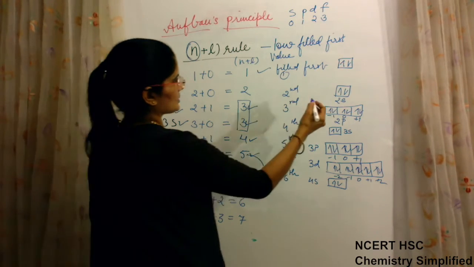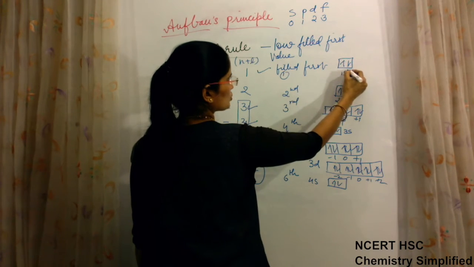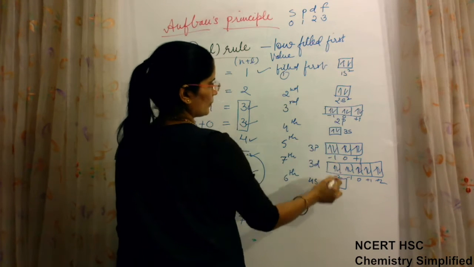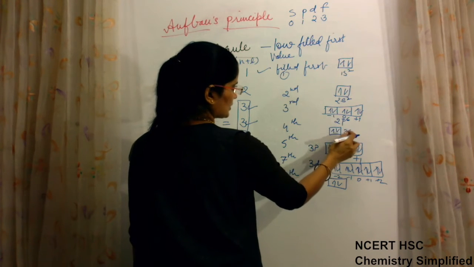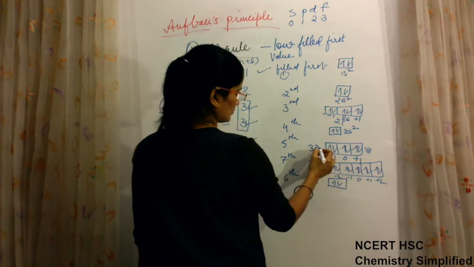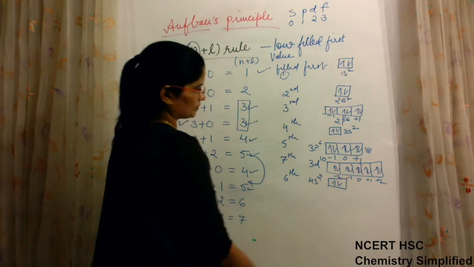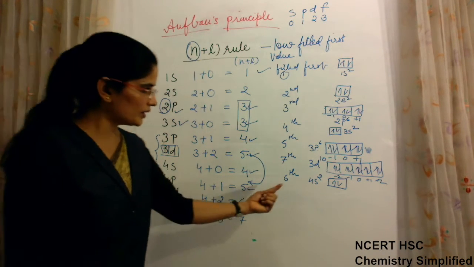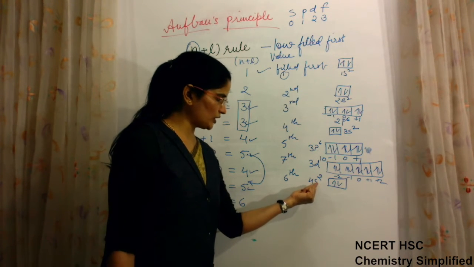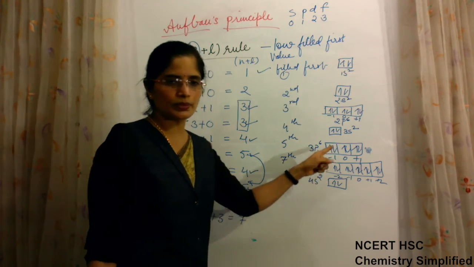So we write like this. This is 1s. 1s has how many electrons? 2. So 1s2. 2s has how many electrons? 2s2. 2p6. 3s2. Again 3p6. 3d10. 4s2. Okay. So the number of the shell is written here, the subshell is written here, and the number of electrons is written in the superscript.